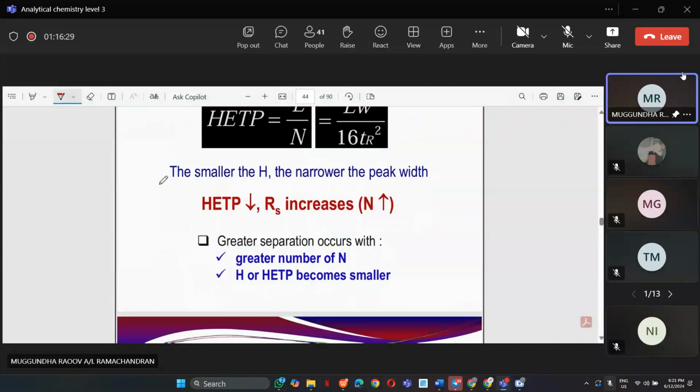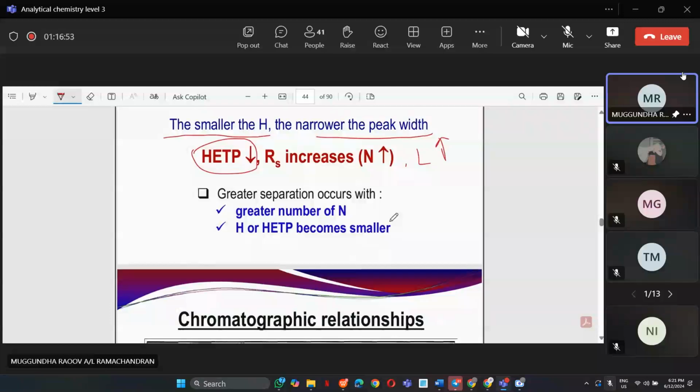So class, basically, the smaller the H, the narrower the peak width. When the HETP number is lower, resolution increases and N increases, and of course L should also be increased. The length of the column should be higher so that we are able to get a larger N. A greater separation occurs with a greater N value, and HETP should be smaller. So this is the ideal concept of separation, class.